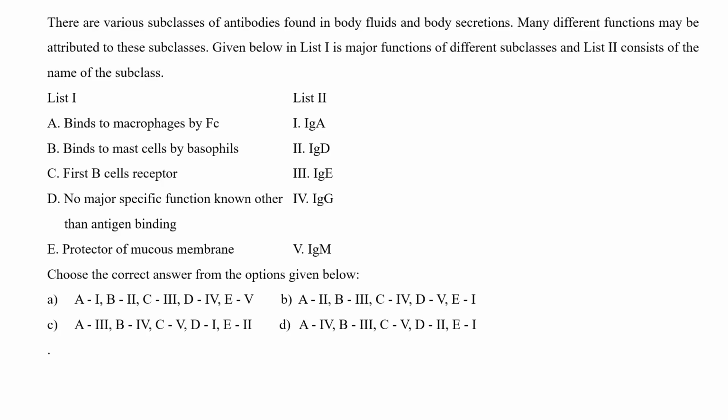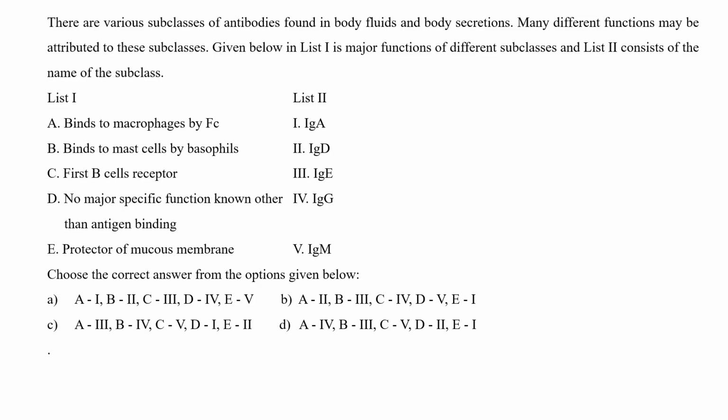There are various subclasses of antibodies found in the body fluids and body secretions. Many different functions may be attributed to these subclasses. Given below in list 1 are the major functions of different subclasses, and list 2 consists of the names of the subclasses. So there are various functions given in list 1, and we have to correlate which major function is played by which antibody.